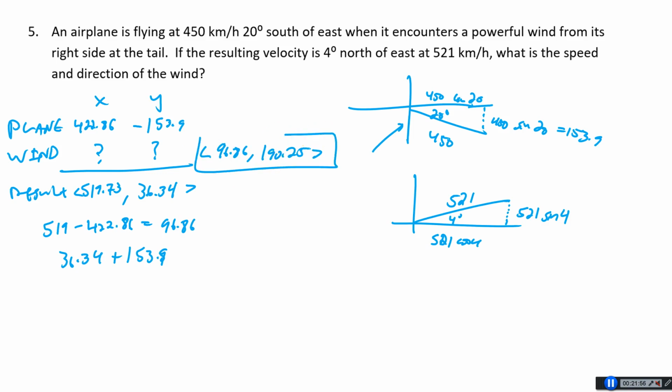Okay, so we have our resultant vector, or our wind vector, and they want to know the speed and direction. So those are both in the first quadrant. So a real strong wind going more north than it is east. So we'll have the square root of 96.86 squared plus 190.25 squared. And that gives me a speed of 213.49.